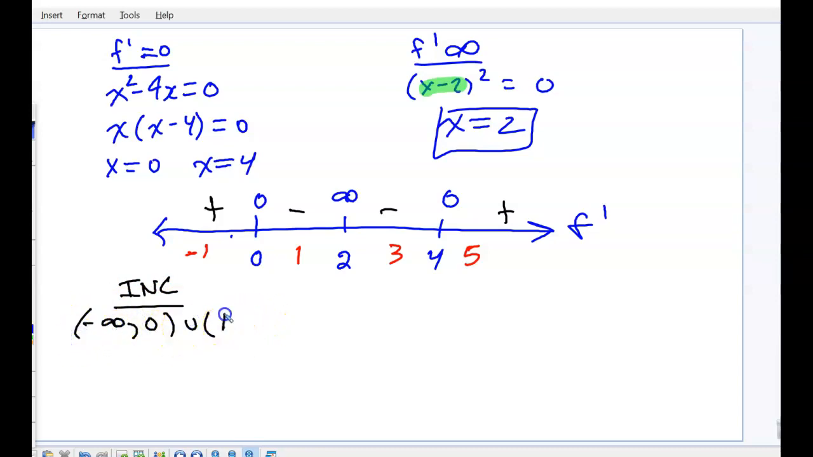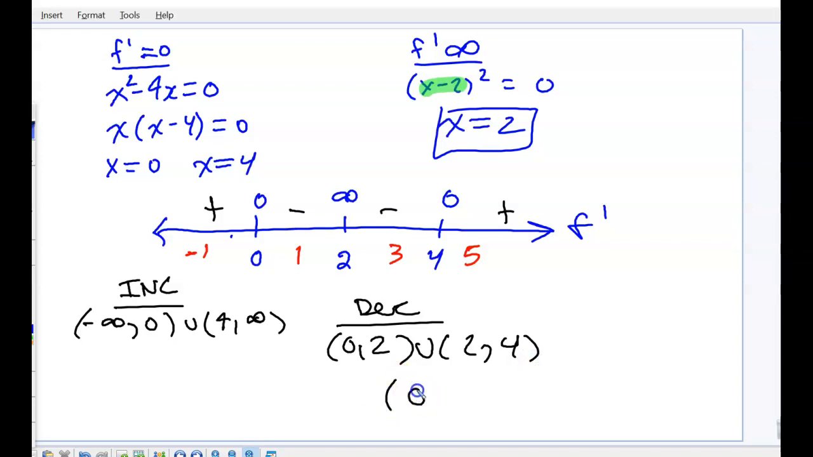Now, when we write our intervals of increase, my function is increasing from -infinity up to 0, union with 4 to infinity. My function is decreasing, and we have to be careful because my original function is undefined here. Now, my derivative is undefined, but so too is my original function. So you have to write it as two intervals. You could say 0 to 4, but not at x equals 2 because my function isn't defined. This would be acceptable as well, but that's how you would write it in interval notation by excluding the 2.